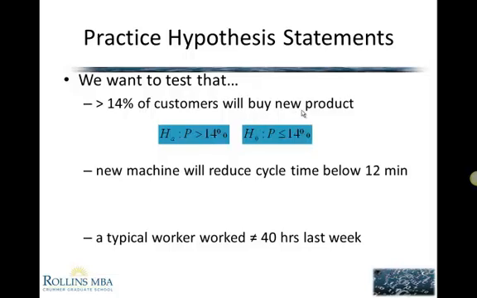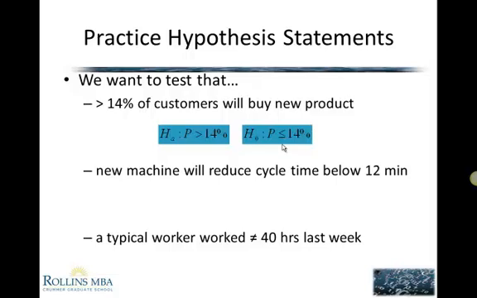The null hypothesis statement that would go along with this hypothesis test is that the population proportion is less than or equal to 14%. So if the evidence does not very strongly or convincingly tell us that the population proportion is greater than 14%, then it must be either less than or equal to 14%. So those two statements are complementary. They are mutually exclusive and collectively exhaustive. Let's look at another one.